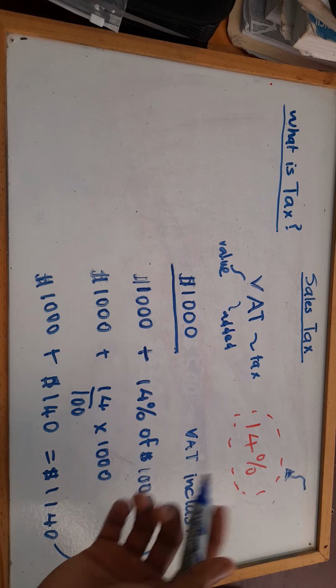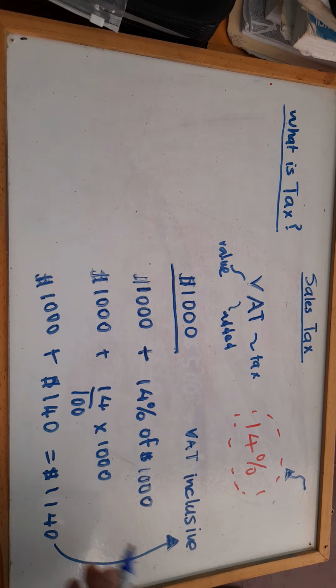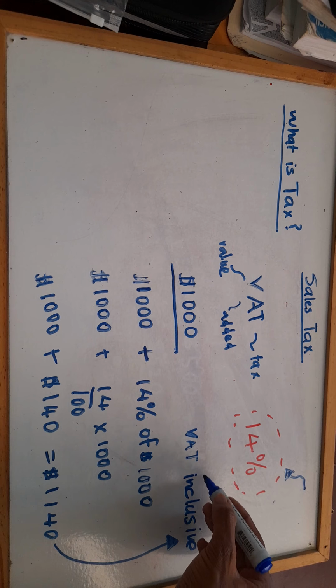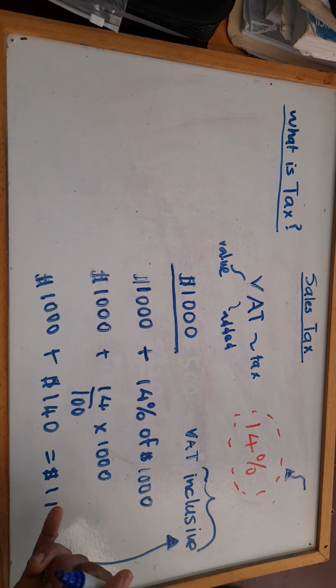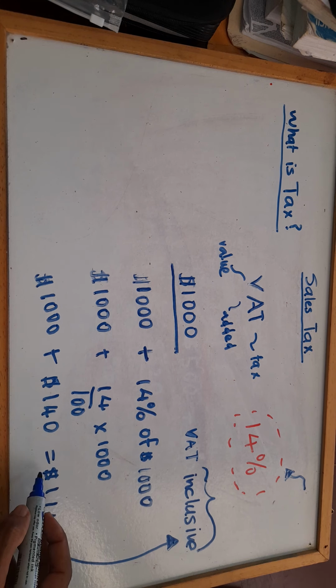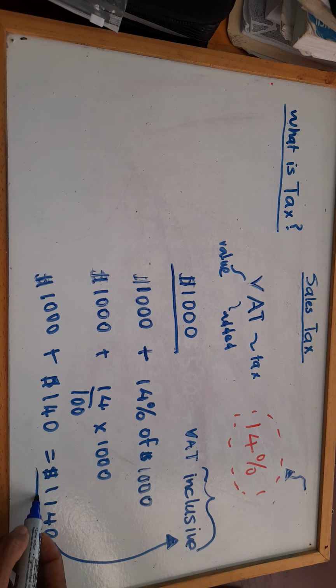They don't show you the prior price, but the price you see is normally VAT inclusive. This would be the marked price. After VAT is included, hence the name VAT inclusive. Inclusive meaning that okay, VAT is already added on to the price you see. Now after the VAT is added on, this now becomes the marked price.